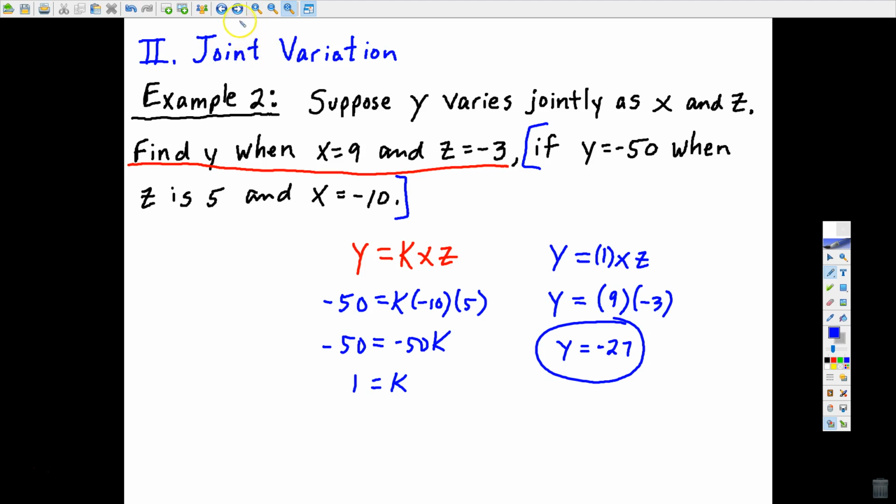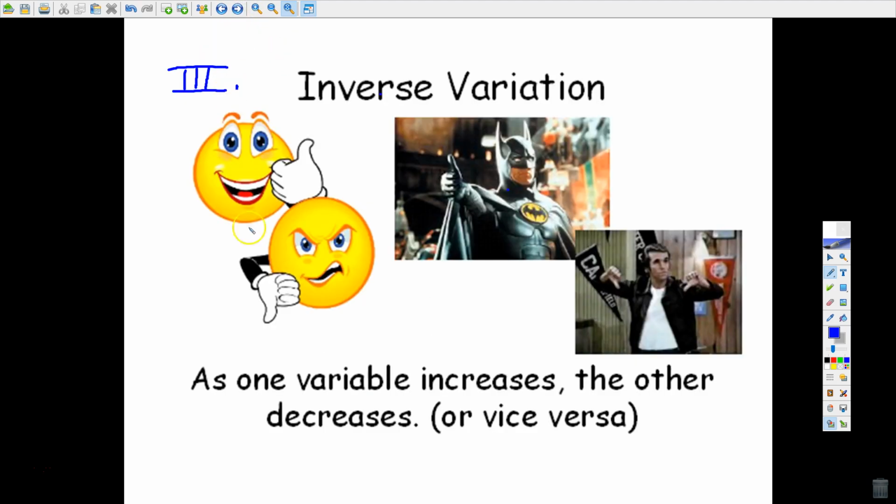Okay, we've talked about joint variation. We started off with direct variation. Now let's go to number 3, inverse variation. Well, as you can probably tell, it's really what you might consider the opposite of direct variation. Direct variation says as one quantity goes up, that forces another quantity up. Well, for inverse variation, as one quantity goes up, that forces another quantity to go down, or vice versa, as one quantity goes down, that forces another quantity to go up.